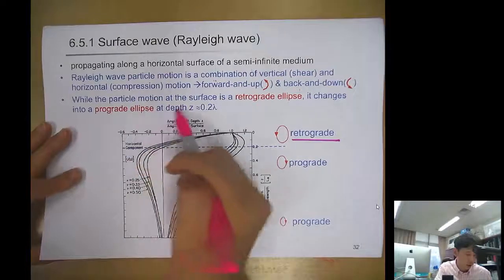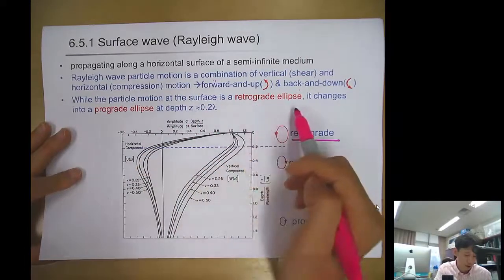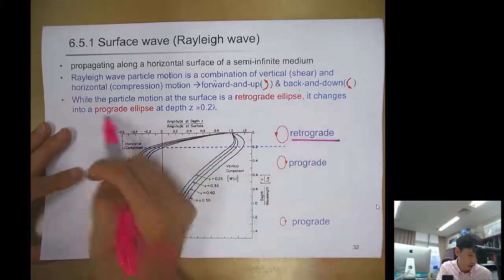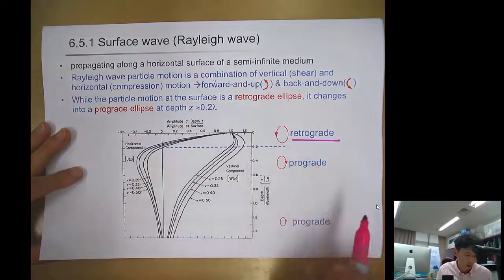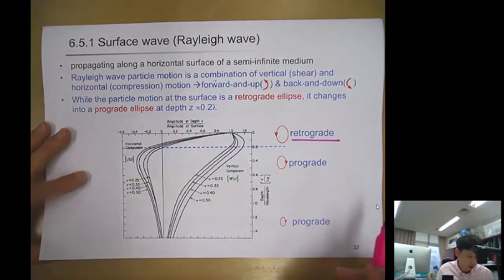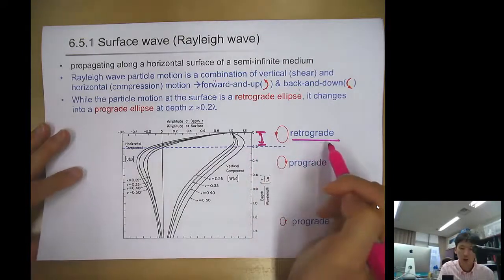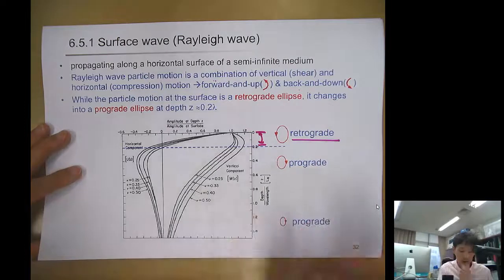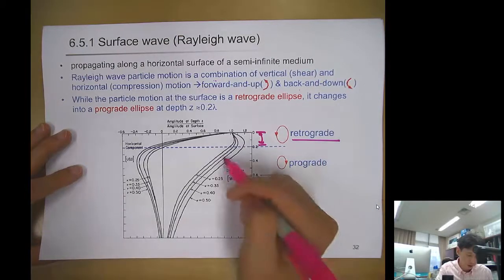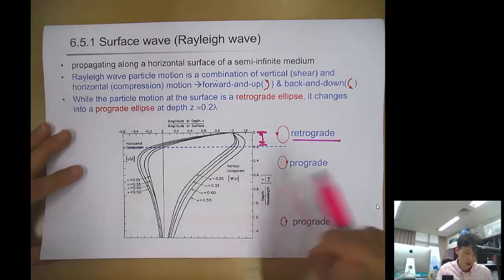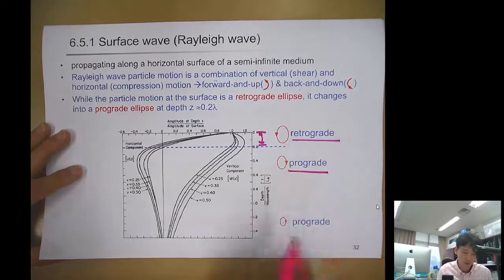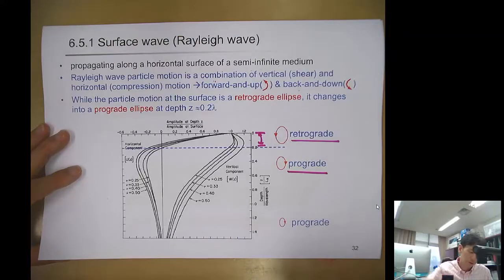And while the particle motion at the surface is a retrograde ellipse, it changes into a prograde ellipse at depth 0.2 lambda. So at very shallow surface, it's retrograde mode. The particle moves forward and up, and in deeper depth, it becomes prograde: forward and back, forward and down.